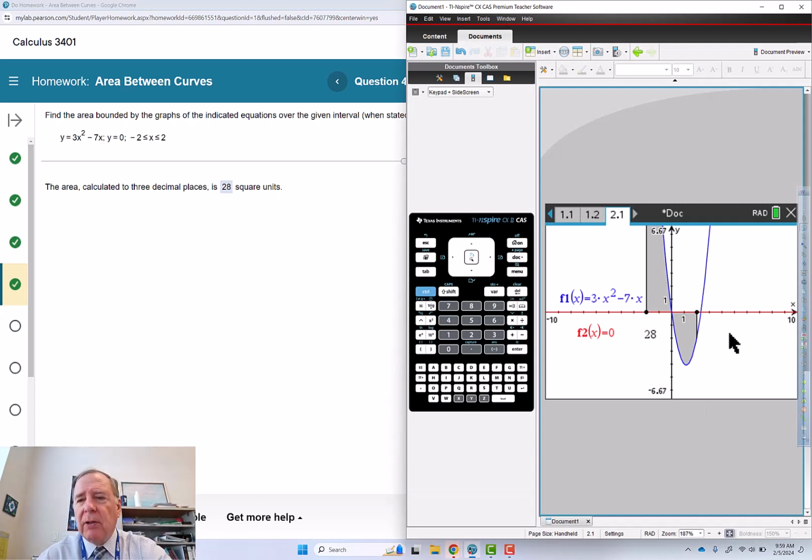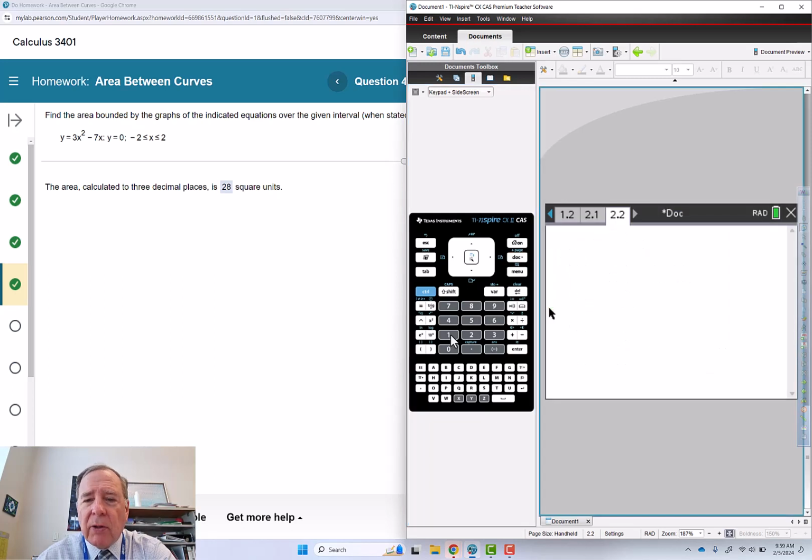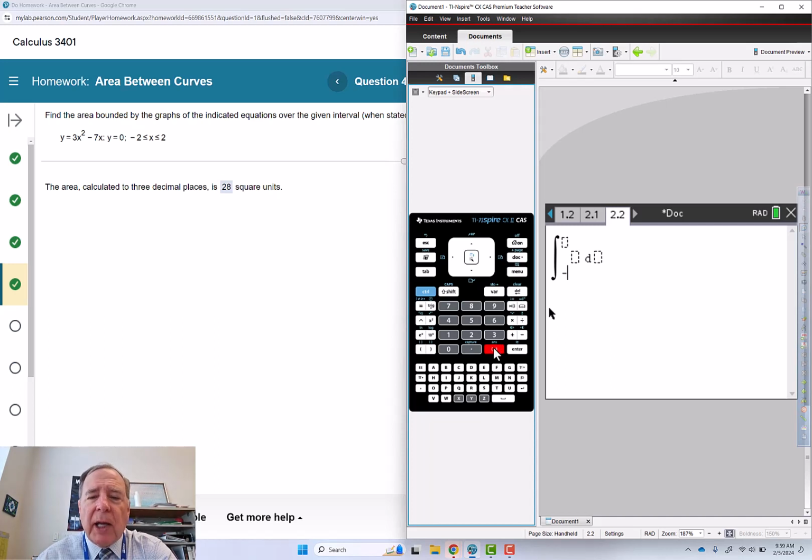But we're going to take a look at this. So from -2 to 0, our upper function is the parabola f1, and the lower function is f2, y equals 0. And then from 0 to 2, the upper function swaps. So f2 is the upper one, the parabola f1 is the lower one. So I'm going to add a calculator page, Control Doc, 1 for a calculator page, Shift plus, and we're going to go from -2, tab 0.